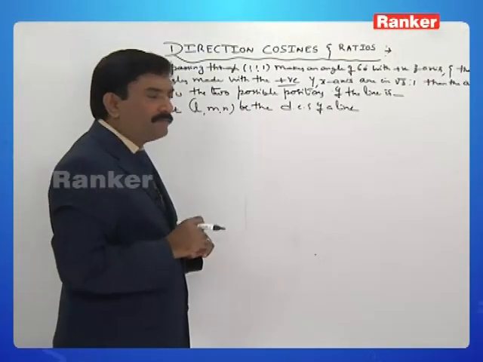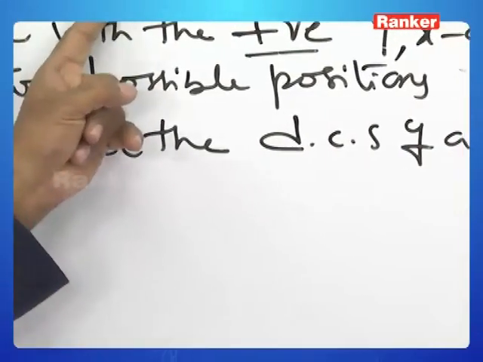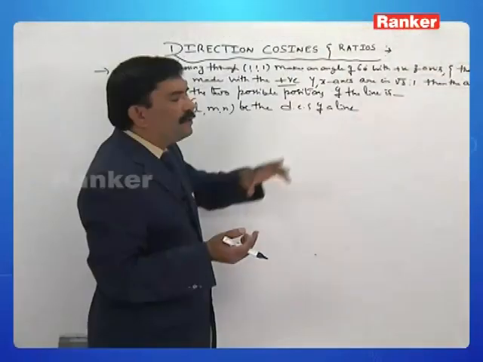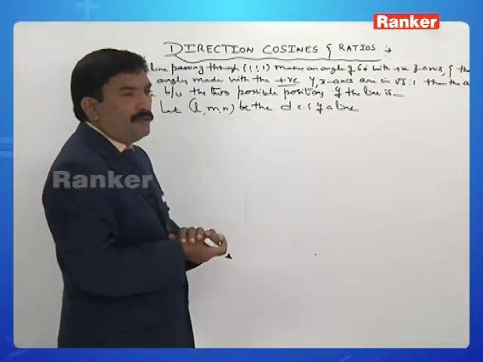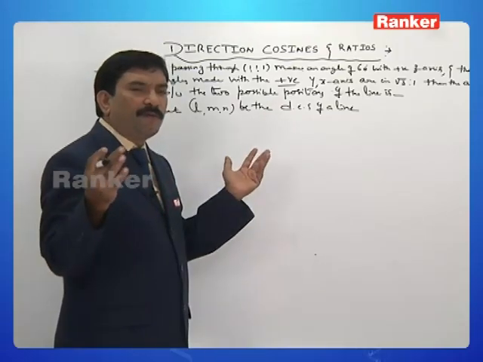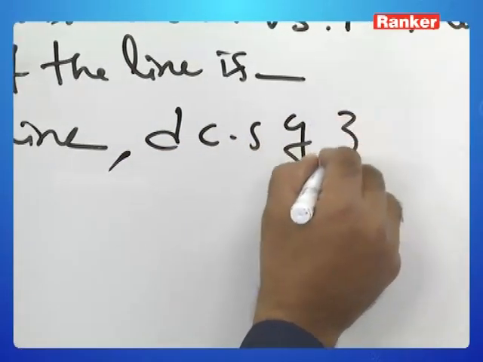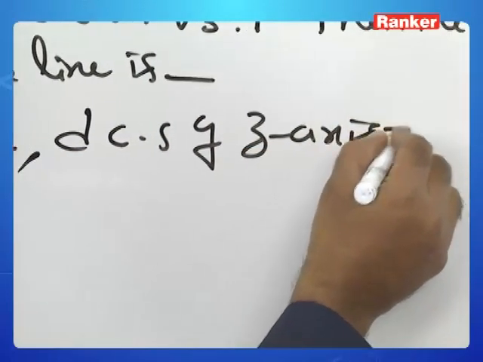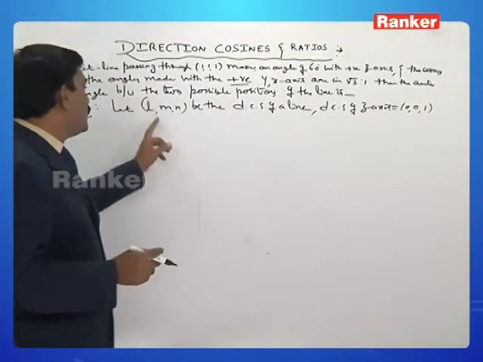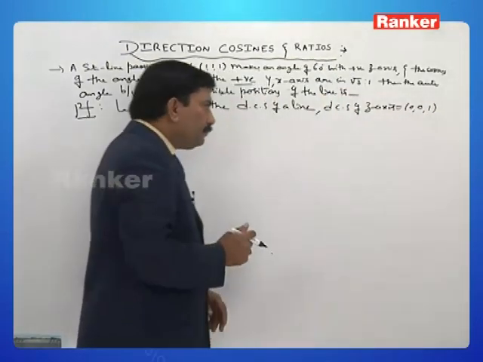DCs of a line. The required line is passing through (1, 1), but this line makes an angle of 60 degrees with the positive z-axis. What are the DCs of the z-axis? 0, 0, 1. So let us take the DCs of the z-axis as 0, 0, 1. I take this as L1, M1, N1 and L2, M2, N2.